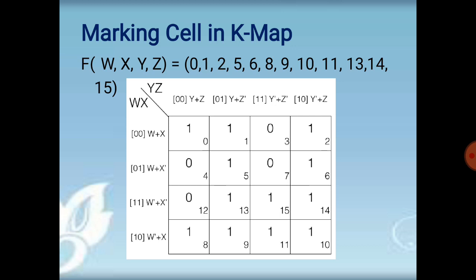Means we have to enter 1 on the position 0, 1, 2, 5, 6, 8, 9, 10, 11, 13, 14 and 15 for the SOP, and in the case of POS we have to fill these values with 0.